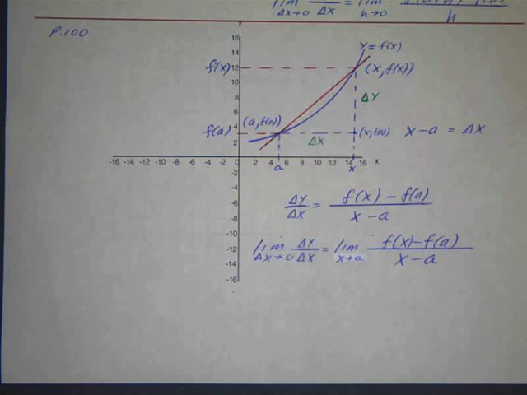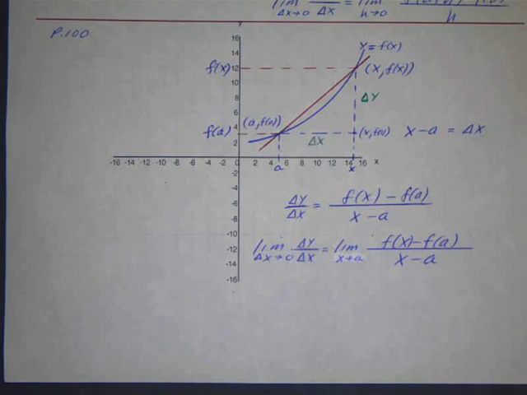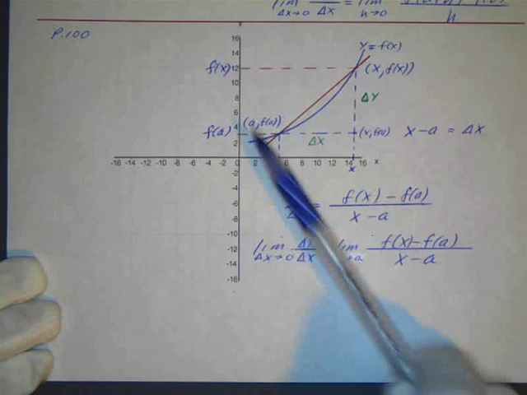Okay, here are some more notes on section 3.1. This is also a diagram you see on page 100. This is what we're going to call the alternate definition of a derivative. So it's pretty much the same idea.